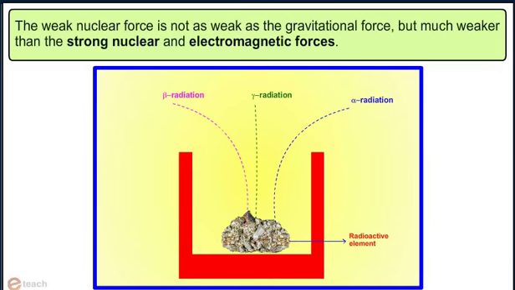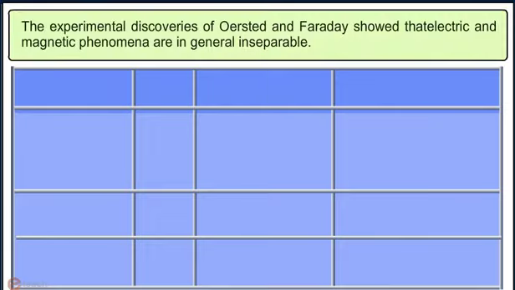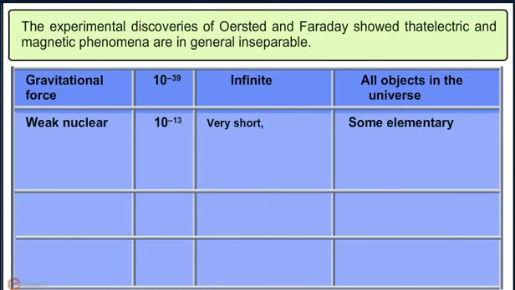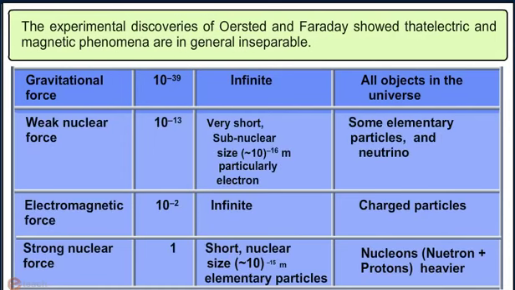The weak nuclear force is not as weak as the gravitational force, but much weaker than the strong nuclear and electromagnetic forces. The range of weak nuclear force is exceedingly small, of the order of 10 raised to the power minus 16 meters. The experimental discoveries of Ørsted and Faraday showed that electric and magnetic phenomena are in general inseparable.